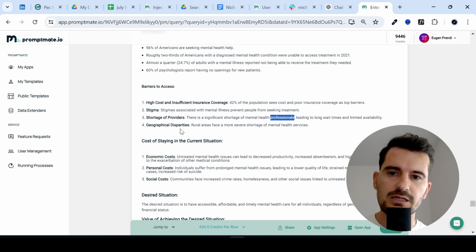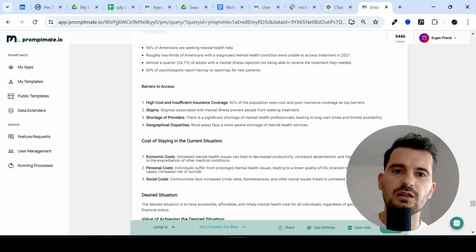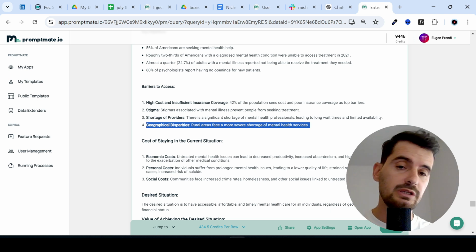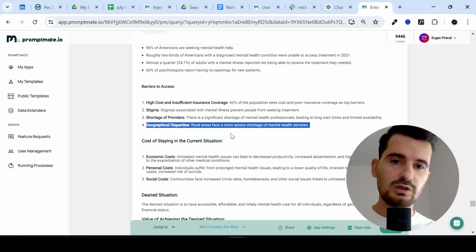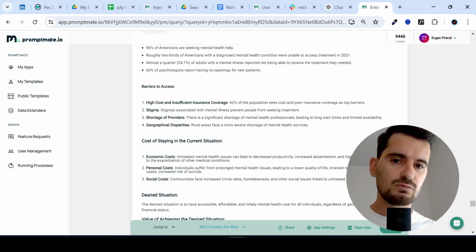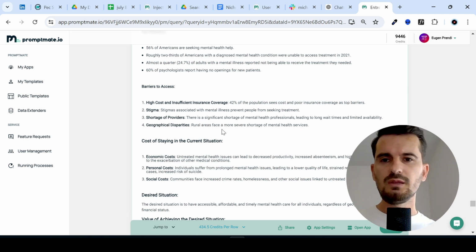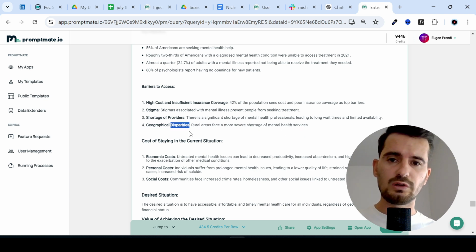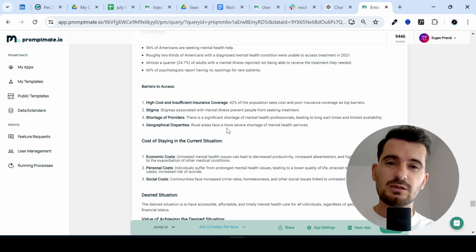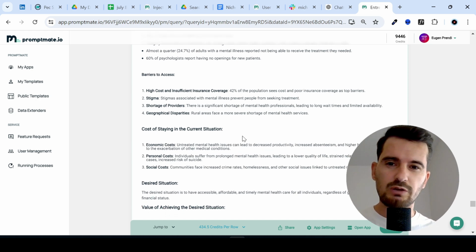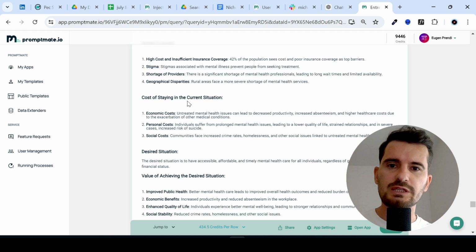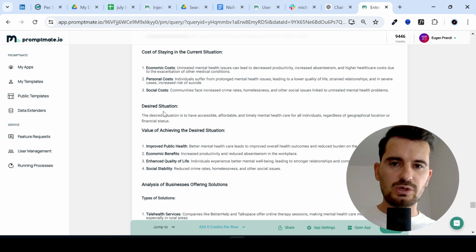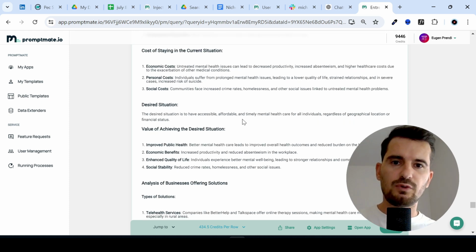And then again, it says geographical disparities, rural areas face a more severe shortage of mental health services, which, again, is very important data. You can focus on a local level here, right? Instead of just trying to reach a bigger audience. This can help you focus on a local level, and in those cases we all know that word of mouth can help your business even more if you're doing a good job with whatever you're offering. And then it says cost of staying in the current situation. The desired situation is to have accessible, affordable, and timely mental health care for all individuals, right?